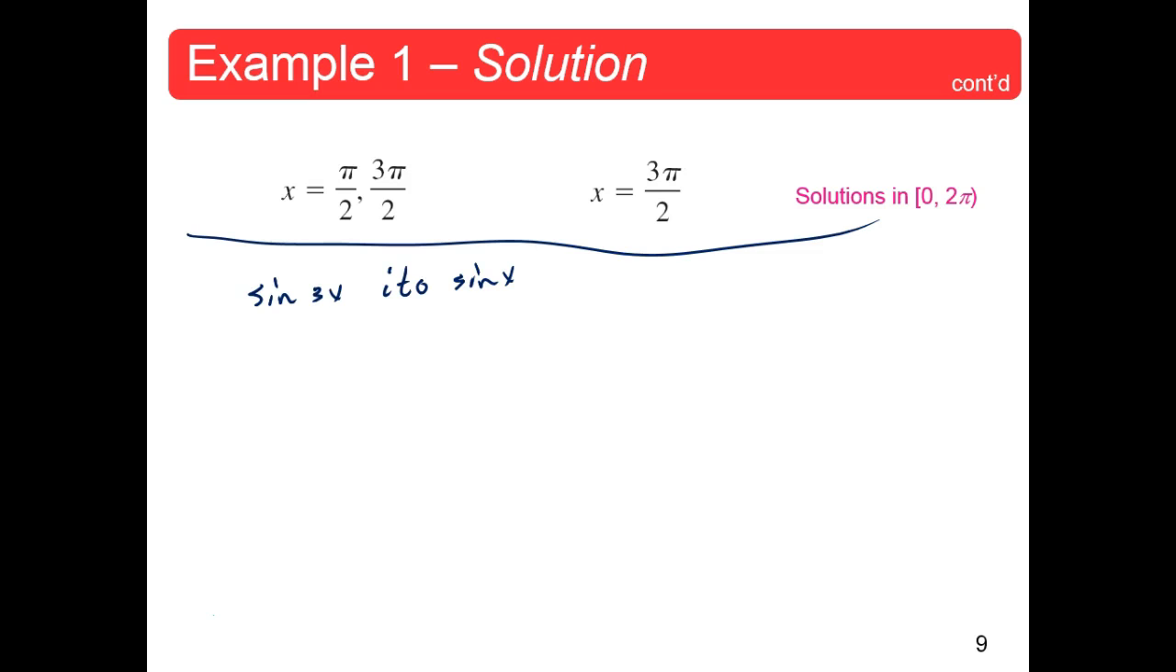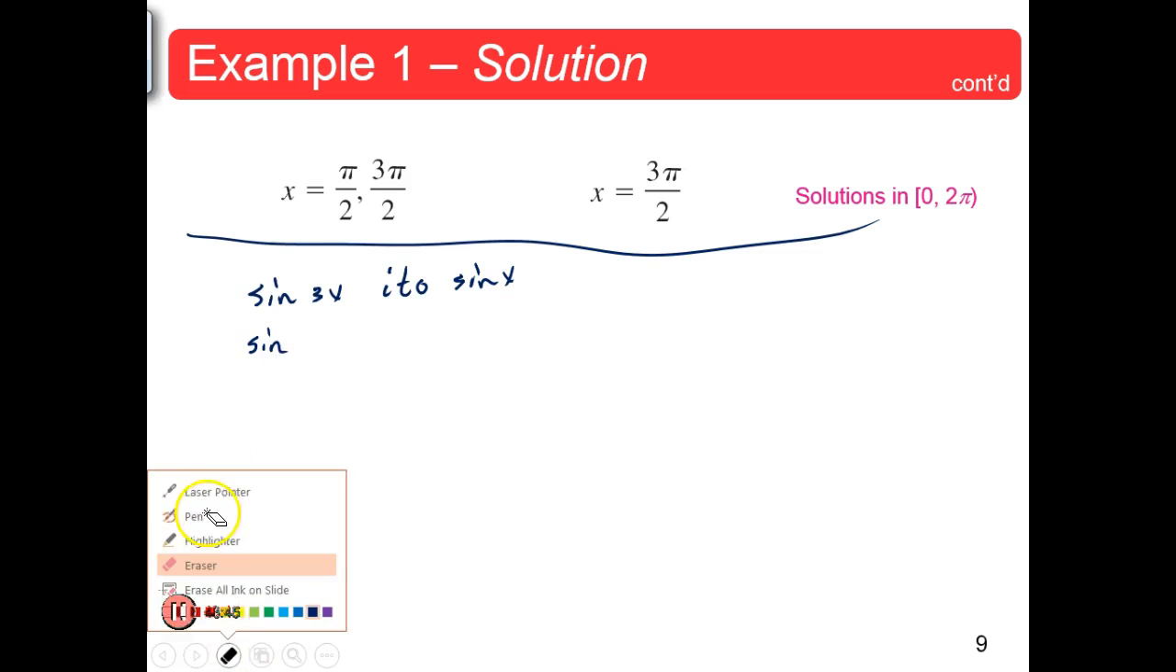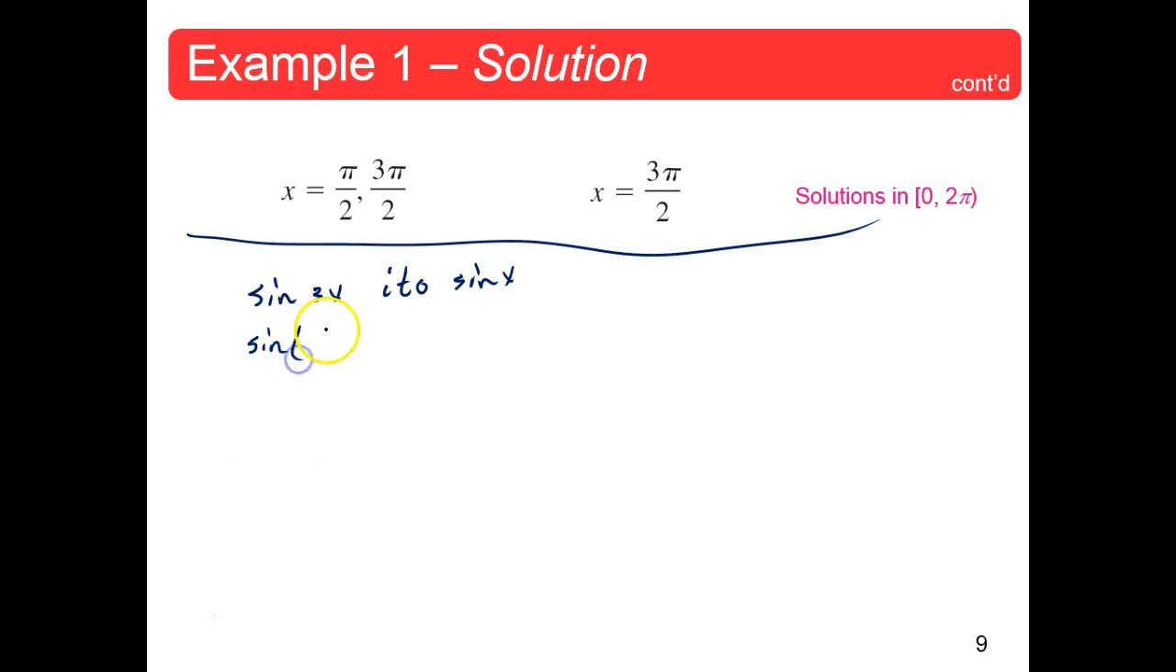Here's a little hint. I'll ask you a question. Isn't sine 3x the same as sine of x plus 2x? Isn't 3x the same as x plus 2x? Yes, it is. And we know the sum angle formula, don't we?